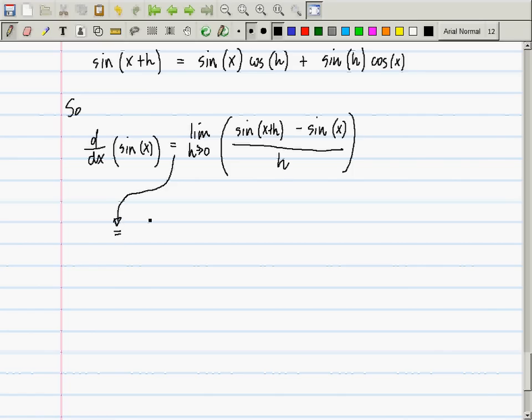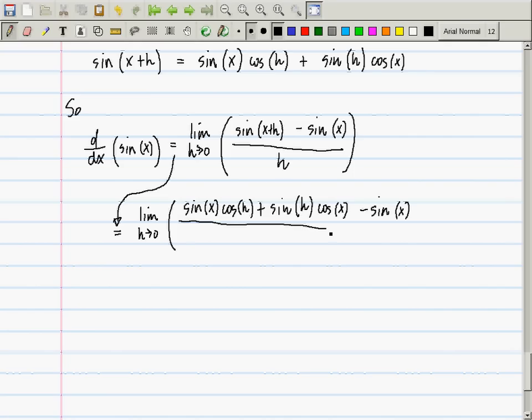Then this, in turn, is the limit as h goes to 0 of, now I will invoke that trig identity. The trig identity says that it is the sine of x multiplied by the cosine of h plus the sine of h multiplied by the cosine of x, minus the sine of x, over h. So arguably, it's starting to look more bleak. It's looking worse now.